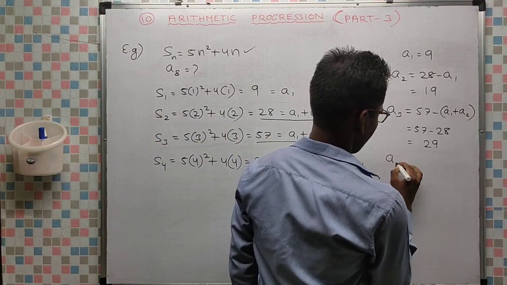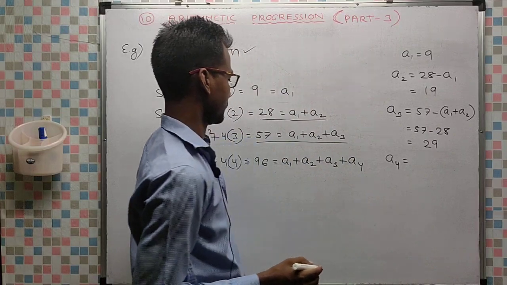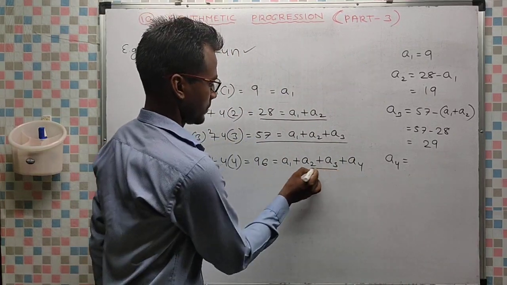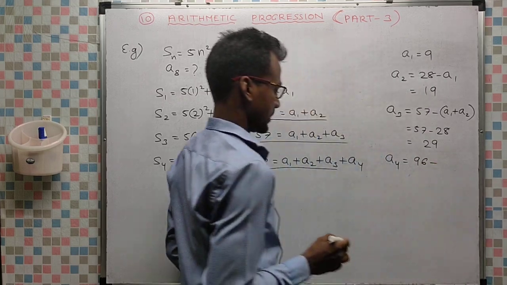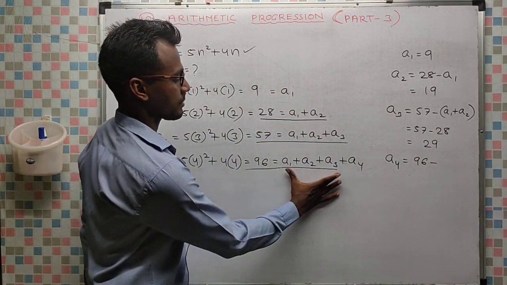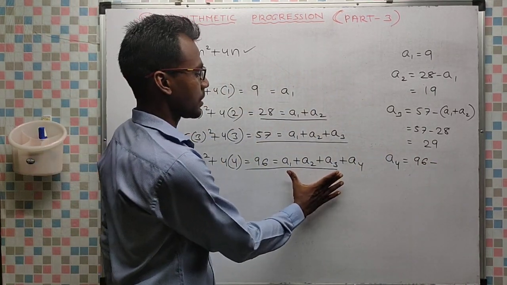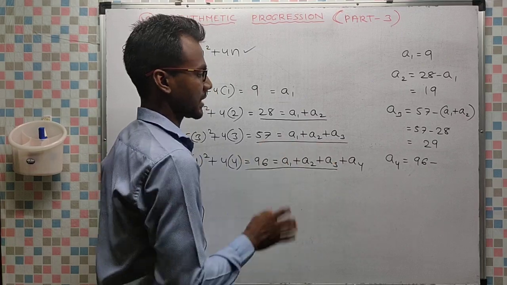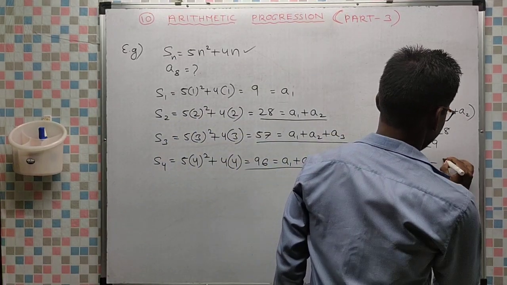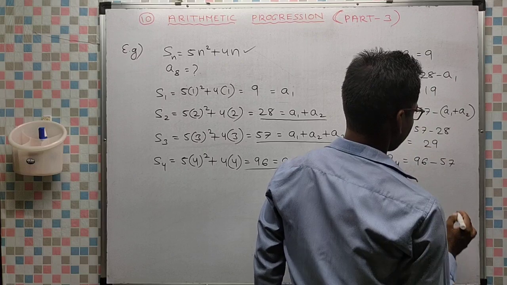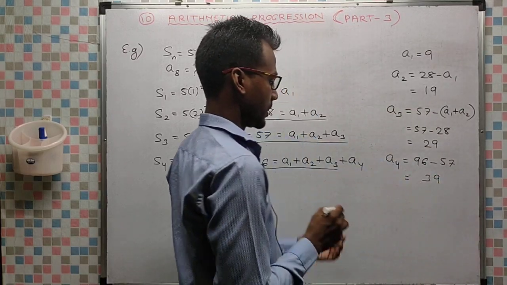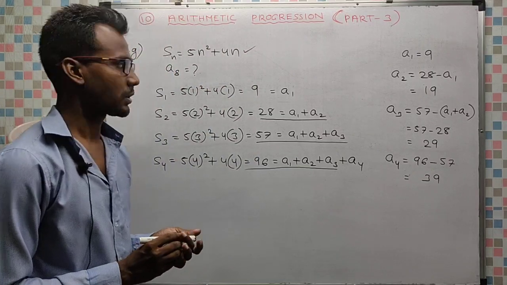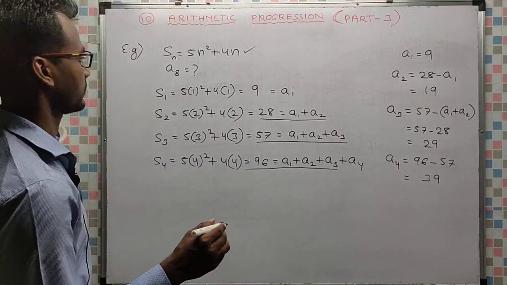Similarly, we can find A4. From here, 96 minus A1 plus A2 plus A3. What is A1 plus A2 plus A3? 57. 96 minus 57, which is equal to 39. So remember this formula.